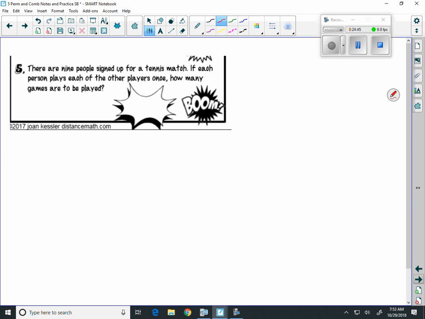All right, number 5. There are 9 people signed up for a tennis match. If each person plays each of the other players once, how many games are to be played? So my total number is what? 9. Combination what? 1. Combination 1. They're playing each other one time. So go ahead and try that new feature. Math, probability, down to number... What are we getting? 36? Okay.